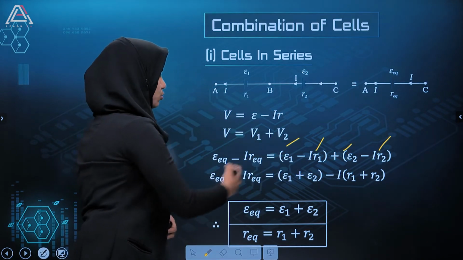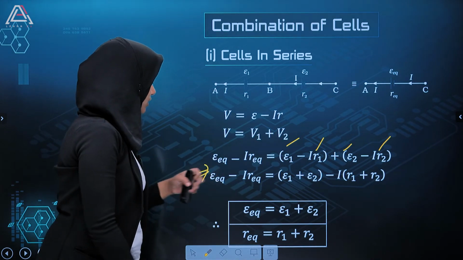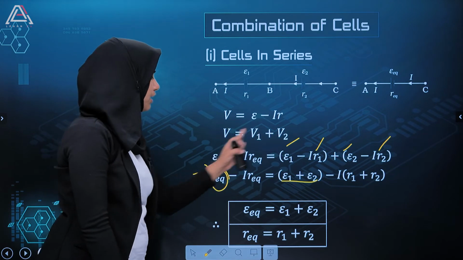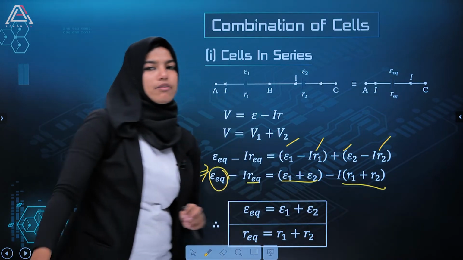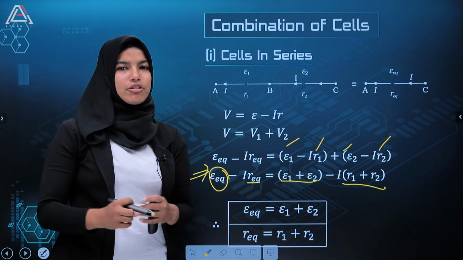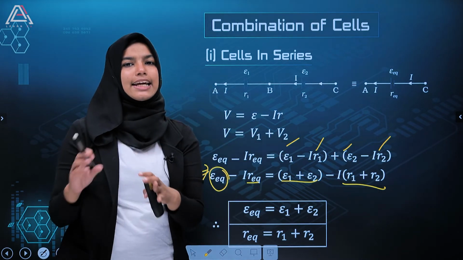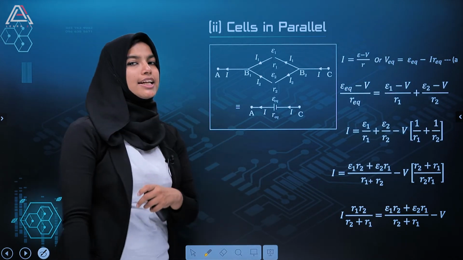So this is the equation that we finally obtained, and from this equation, comparing both sides, E_eq is equal to E1 plus E2, I is not taken, and r_eq is equal to r1 plus r2. So those are the equations of equivalent EMF and equivalent resistance in the case of cells connected in series. Now what happens when cells are connected in parallel?